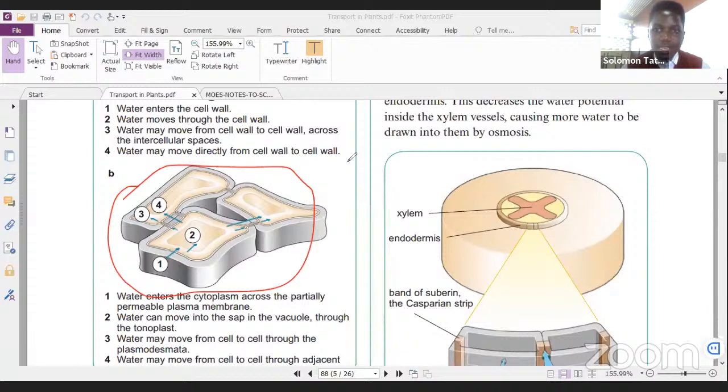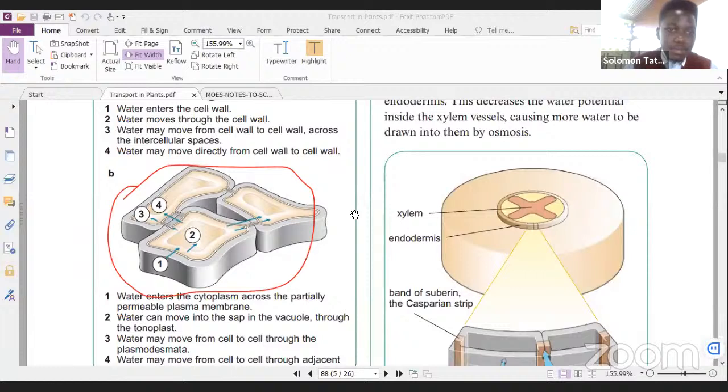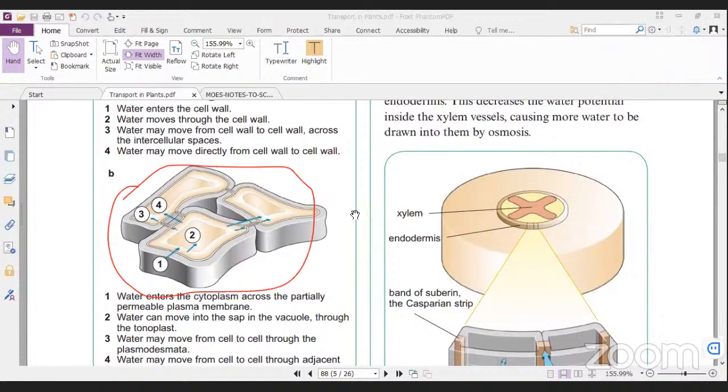This particular picture here. Just look at the blue arrows where they're pointing at. Who knows? I think the apoplast pathway and symplast pathway, because in the vacuolar pathway, water moves across cells.